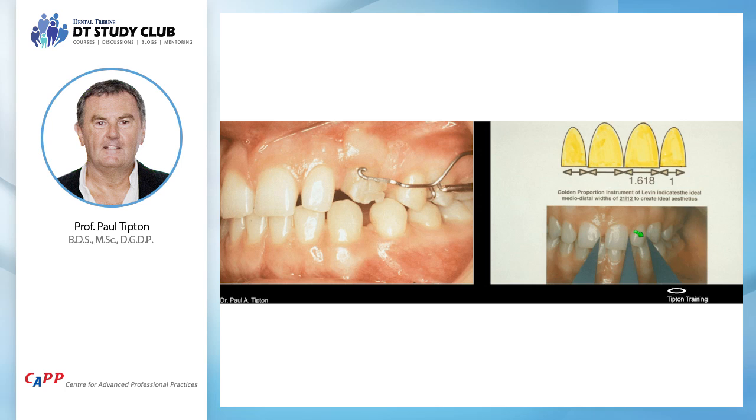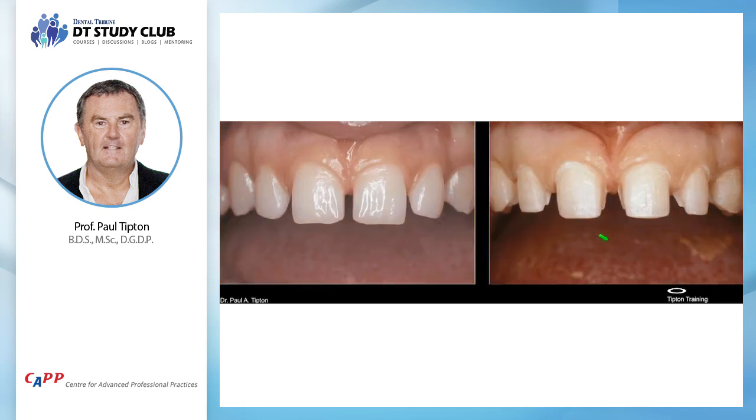The central incisors are far too thin. The central incisors need to be wider. So we have a golden proportion problem between central and lateral. Hence, we're now going to do some veneers for her. And when we do our veneers, we're going to add a little bit of material onto each of these different areas to make the teeth slightly wider and put her back in the golden proportion.